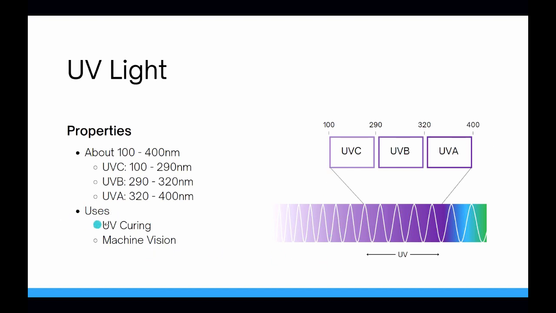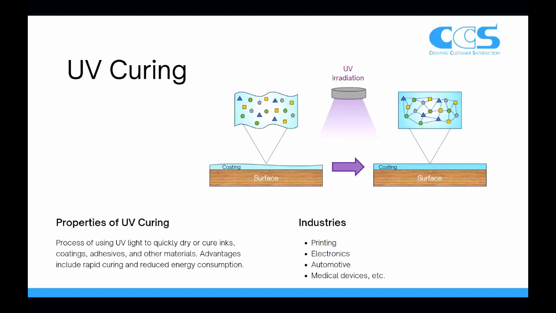And then what are the uses for UV light? We see it mostly, in our real world applications, as UV curing and machine vision applications. What is UV curing? It is the process of using a UV light to quickly dry or cure an ink, coating, adhesive, or other materials. Its advantages are rapid curing and reduced energy consumption.